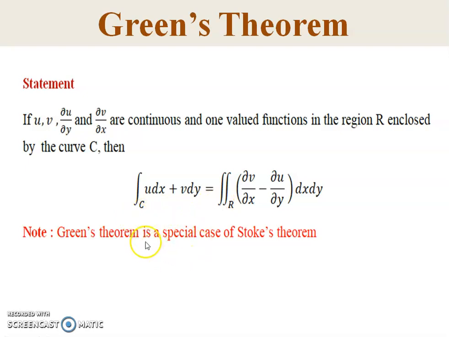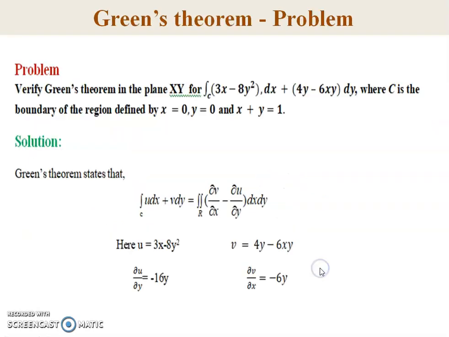An important note: Green's theorem is a special case of Stokes' theorem. One more point is that Green's theorem is applicable only to the plane, not to space. In this theorem, Green's theorem is applied to the xy plane, so we have two axes, x and y. Now we are going to see problems on Green's theorem.